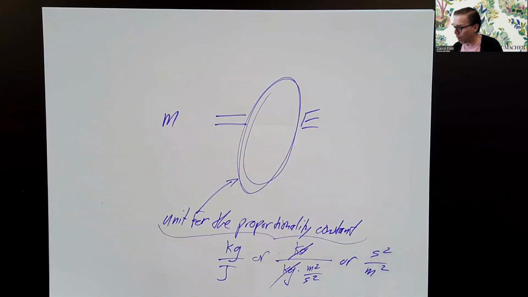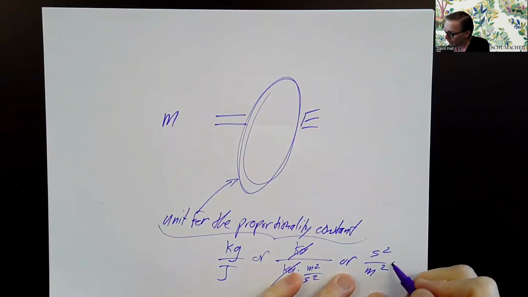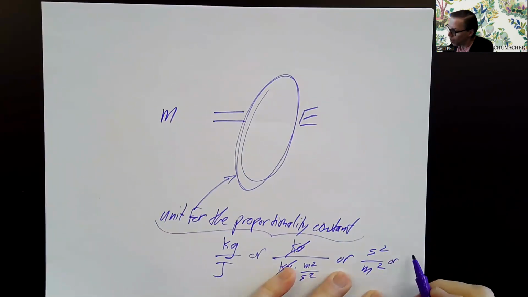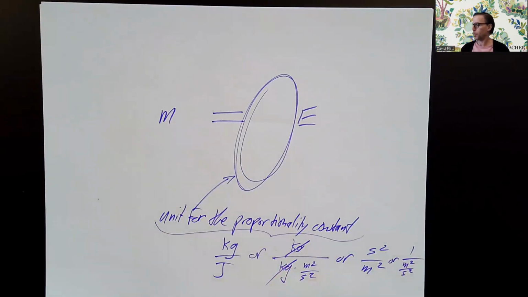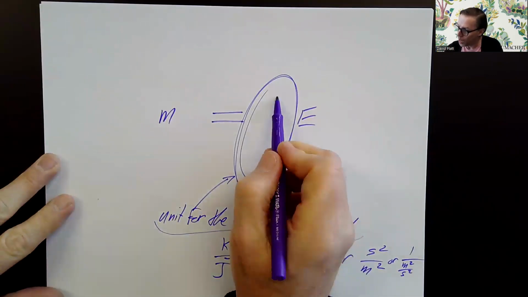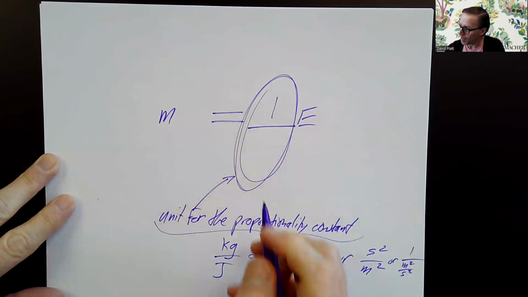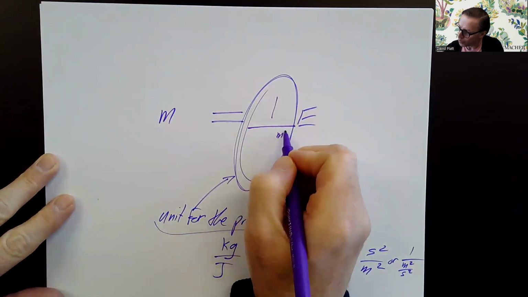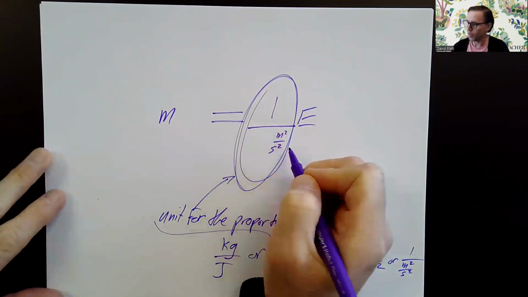Interesting. Or, last or, I promise, 1 over meters squared per second squared. Right, I flipped it over. So it could look like the square of the unit for speed. So I've got 1 over, my unit is meters squared per second squared.